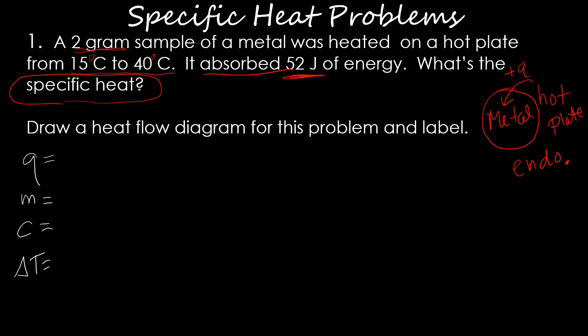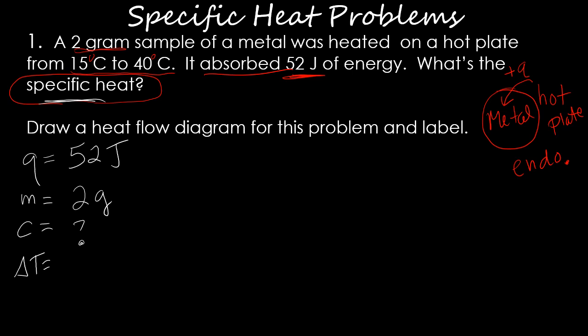Okay, so our Q value is, Q represents energy or heat. So it said 52 joules of energy, and we know it's going to be positive because it's endothermic, so we're going to leave it positive. M represents mass, and mass is in grams, so we're going to put 2 grams there. C represents our specific heat. Now our question is actually asking for specific heat, so we're just going to put a question mark there.